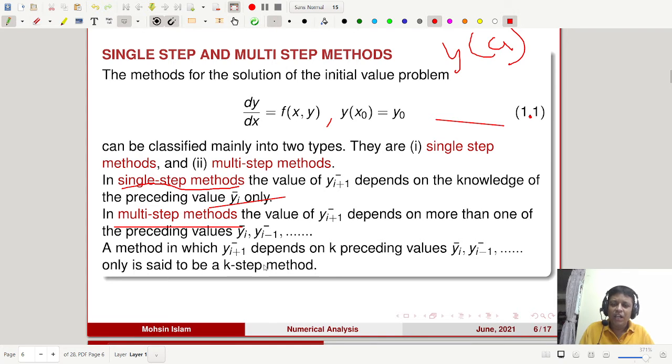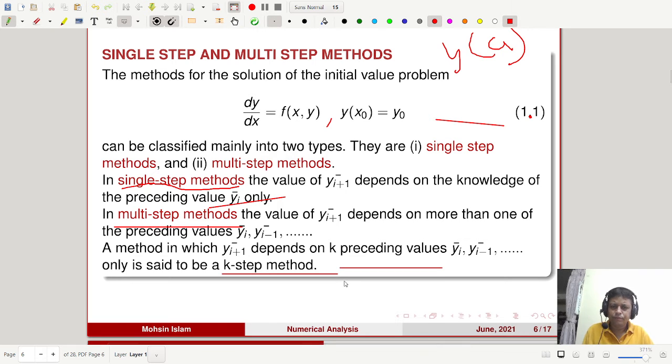A method in which yi+1 bar depends on k preceding values is called a k-step method. If it depends on 2 preceding values, it is a 2-step method. If it depends on 3 preceding values, a 3-step method. Similarly, a k-step method. So that is about single step and multi-step methods.